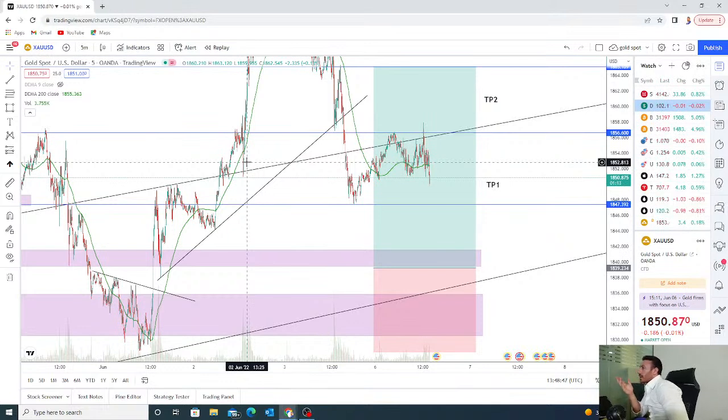If you are a beginner, obviously you should not be trading crypto as a start. Crypto is a very volatile market and dangerous.